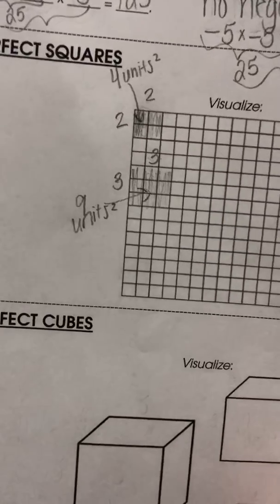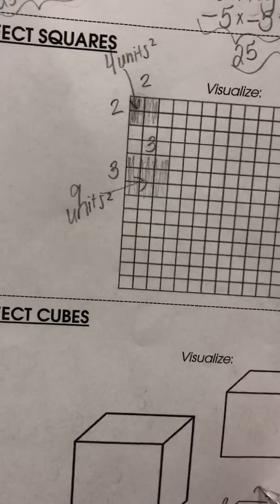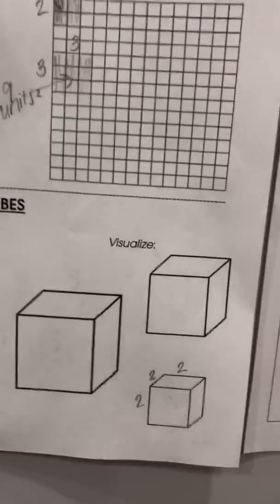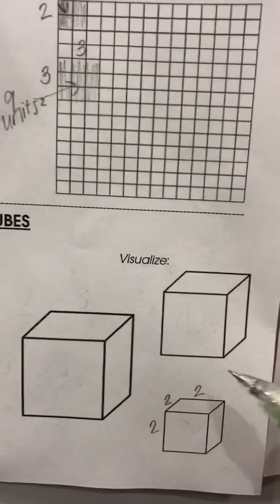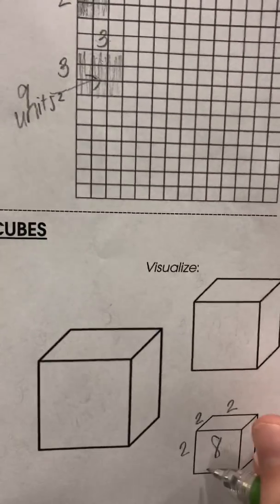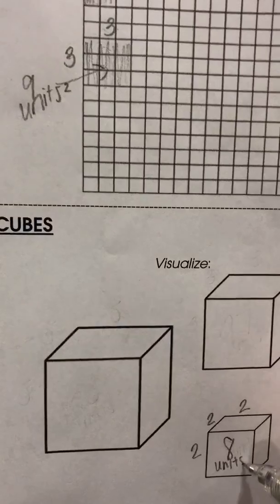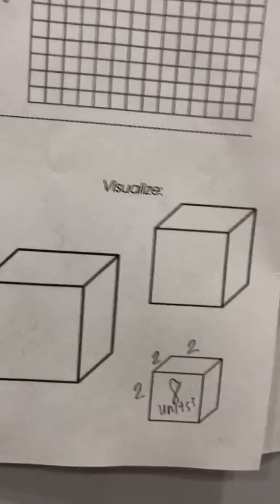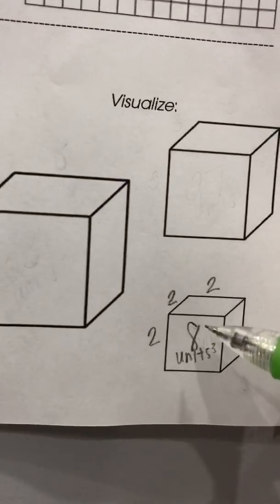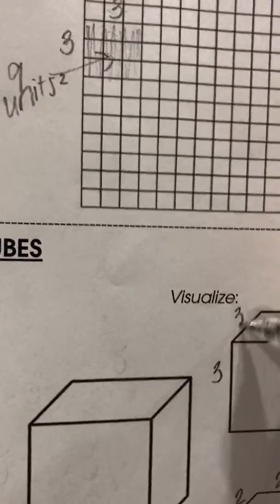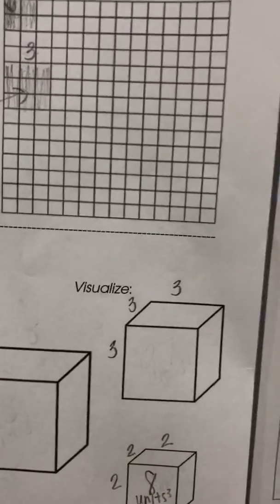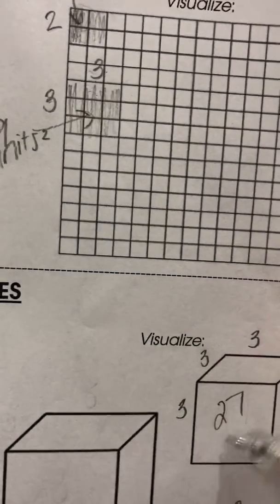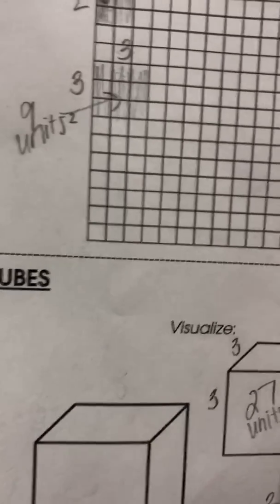So if I have a cube with lengths of 2, and I told you to find the volume, everyone knows to do 2 times 2 times 2. And that gives me 8. I'm going to write units cubed, make it official. So the cube root of 8 is 2. Now if I come up here and do a 3 by 3 by 3 cube, when I multiply that out, I'm left with 27 units cubed.